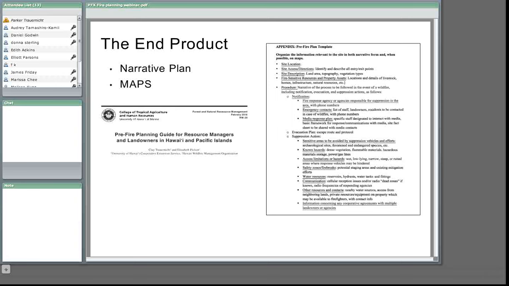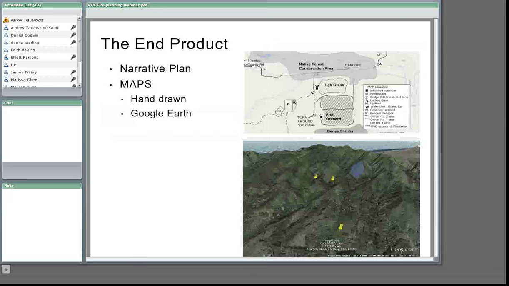In the narrative plan, you can have the notification, who needs to be informed, procedures for once a fire is happening. You want to be able to communicate the locations of a lot of these resources and assets to the firefighters quickly. And so maps become really critical, and they can range from hand-drawn maps to topo maps. These are just examples that I put in this guide and pulled right out of there. Again, indicating where structures are, hazards, water resources, any of the assets that you are concerned about protecting as a land manager, and any resources that can help firefighters better respond in the event of an incident.